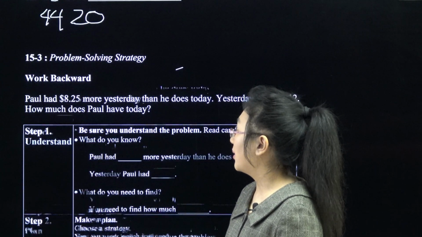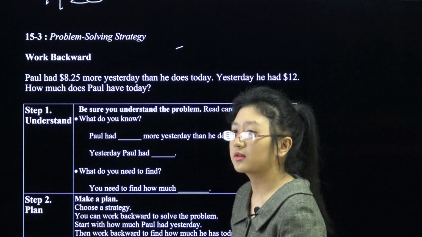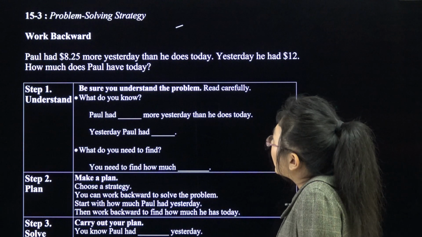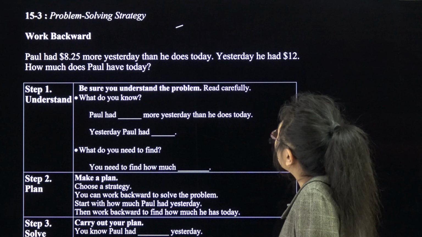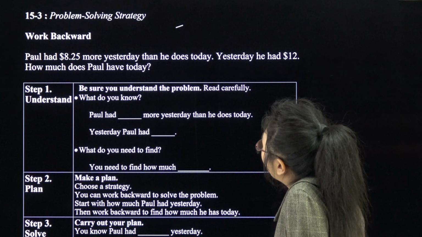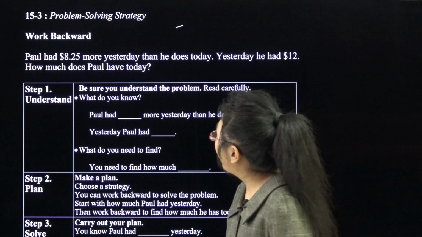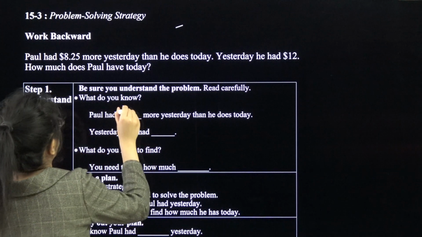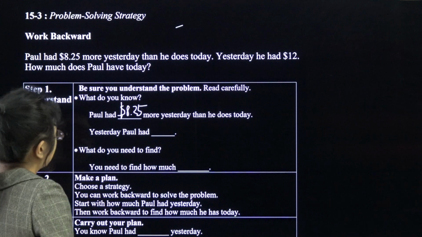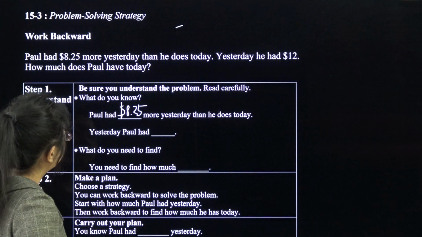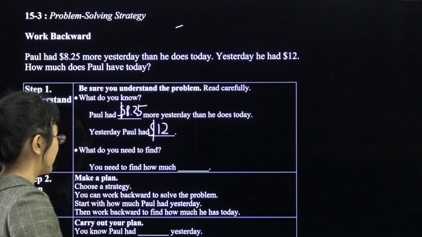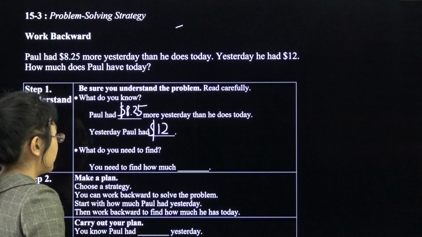Now we're going to work on some problem-solving strategies, such as work backwards. Let's read the question. Paul had $8.25 more yesterday than he does today. Yesterday he had $12. How much does Paul have today? So what do we know? Paul had $8.25 more yesterday than he does today. Yesterday, Paul had $12. So what do we need to find? We need to find how much money he has now.